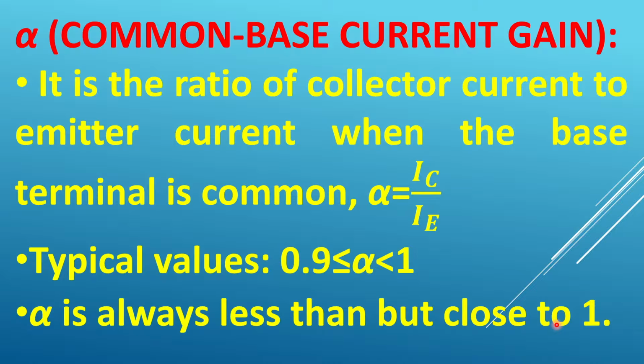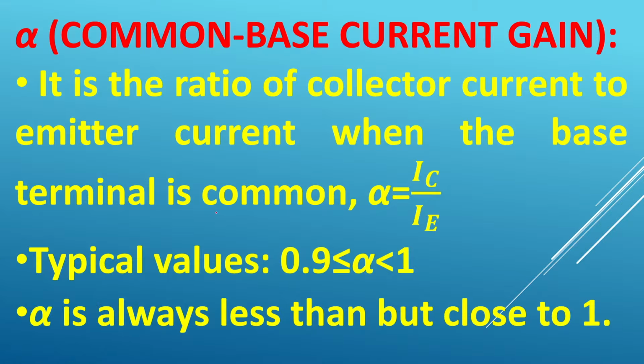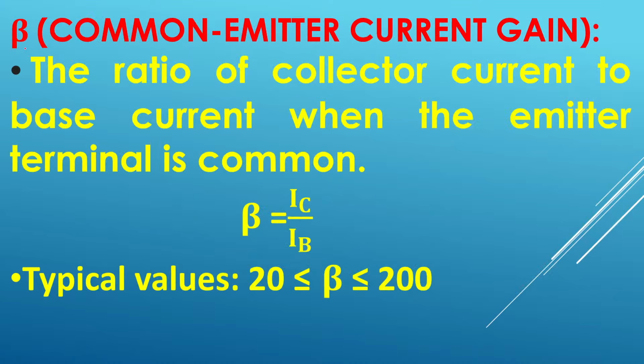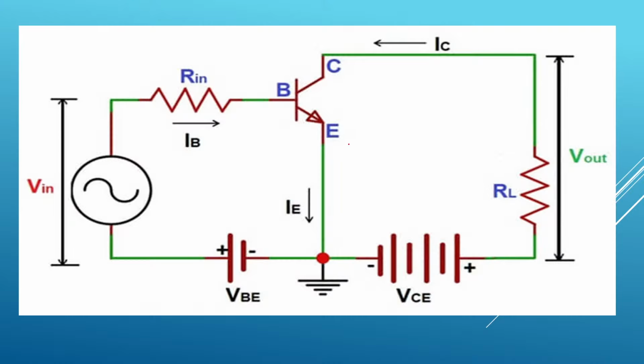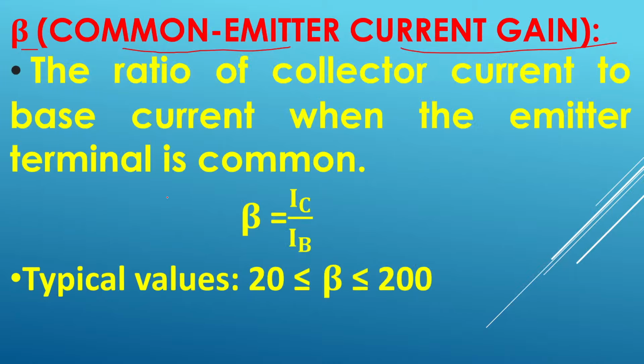I hope you have understood. Now let us see the other current gain parameter, beta. Beta is the common emitter current gain parameter, which means the emitter will be common to both input and output. For circuits in which the BJT is connected in such a way that the emitter is common to both input and output terminals, beta is the common emitter current gain parameter.